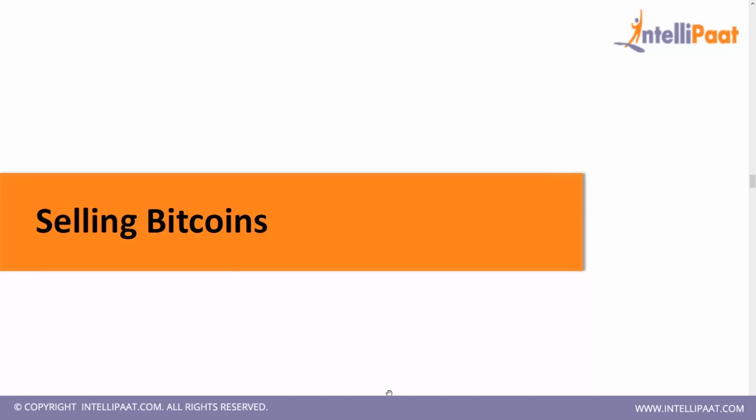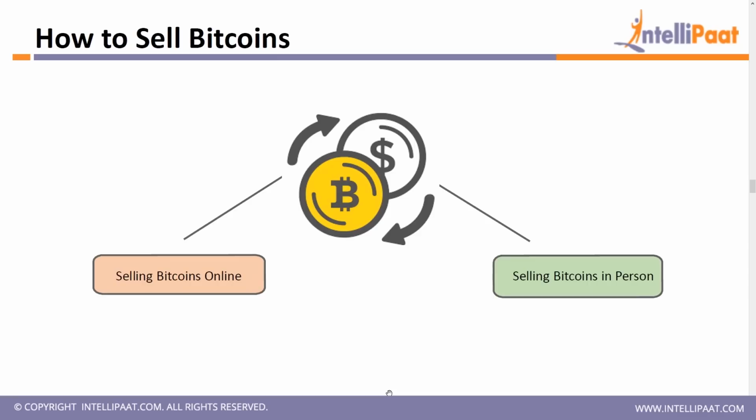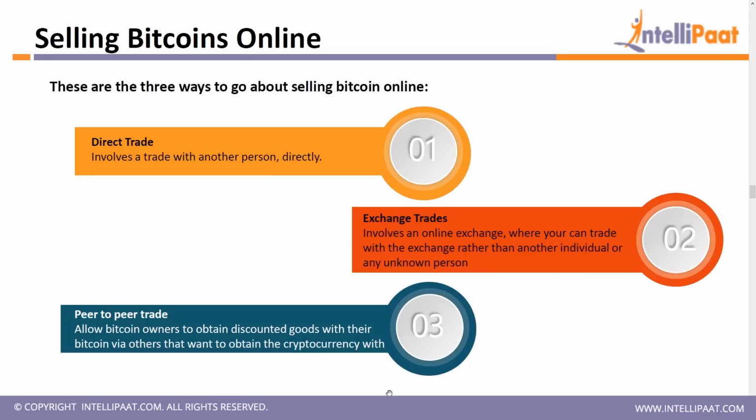Now, how to sell your Bitcoins? You have the option of selling Bitcoin in two manners: selling Bitcoins online or selling Bitcoins in person. How to sell Bitcoins online? There are three ways to do so. Direct trade involves a trade with another person directly over the internet. Exchange trades involve an online exchange where you can trade with the exchange rather than another individual or any unknown person. So you are selling Bitcoin in the form of an exchange, trading over the internet.